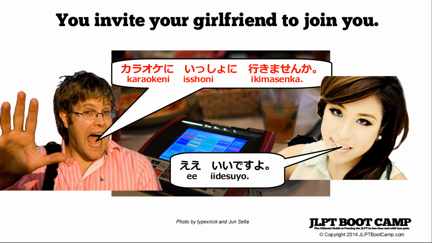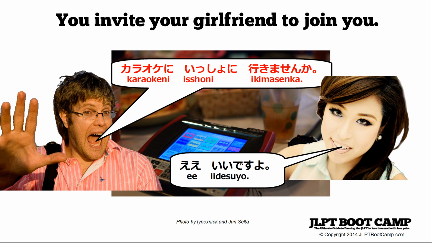And she responds, yes, that's ee. Ee is a casual way to say yes. It sounds a little weird to English ears because we're used to saying ee as like, what, huh? But this is a casual way, the most common way to say yes in Japanese.